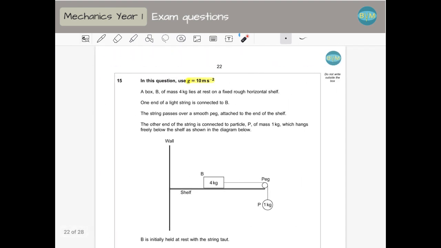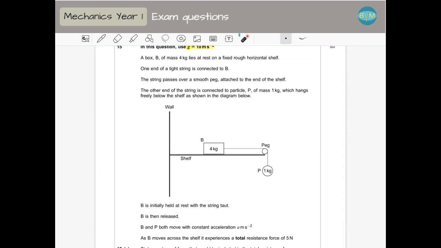Then the second part, they say show that a is 1 meter per second squared. So the acceleration, we have to find the acceleration. Remember with these questions that have a pulley, or in this case a peg that is not rotating, it will work exactly the same. We have connected particles. What we can do is write an equation of motion for this one, an equation of motion for this one, and then see what is missing and what we need.